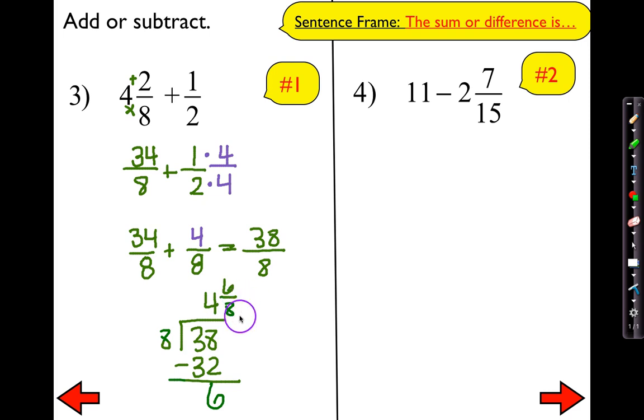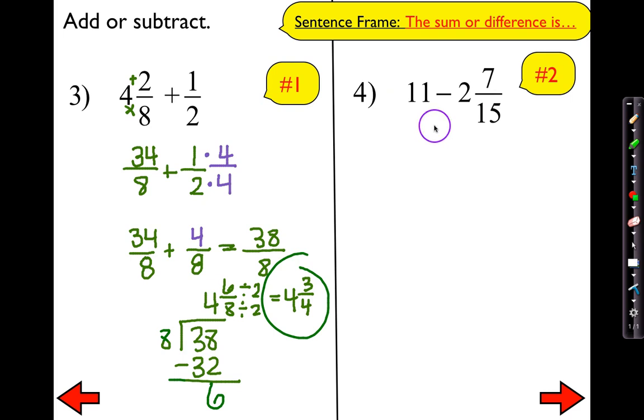Some of you are going to want to stop here. However, be careful. Notice this isn't reduced. I'm going to reduce both the numerator and denominator by a 2 because they have a 2 in common, which leaves me with 4 and 3/4. That would be my final answer. Now moving on to number 4.